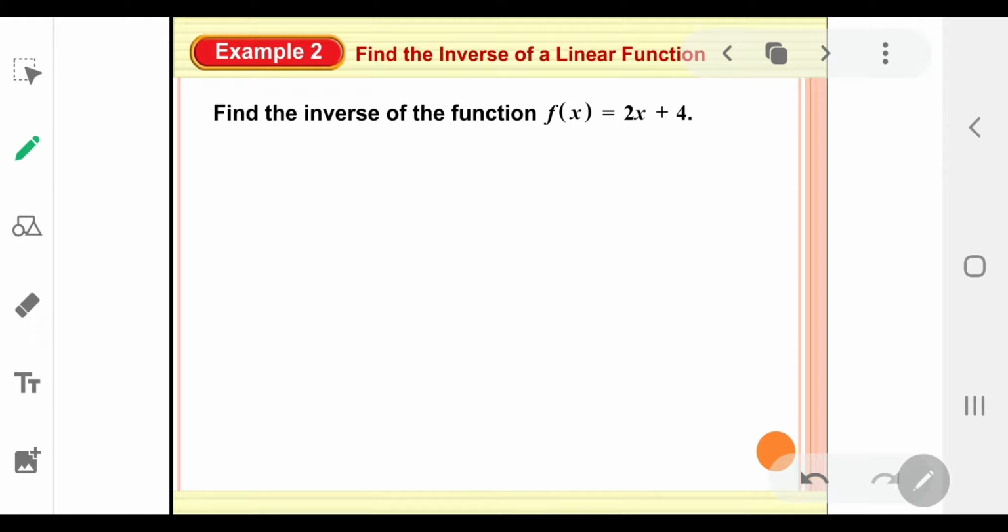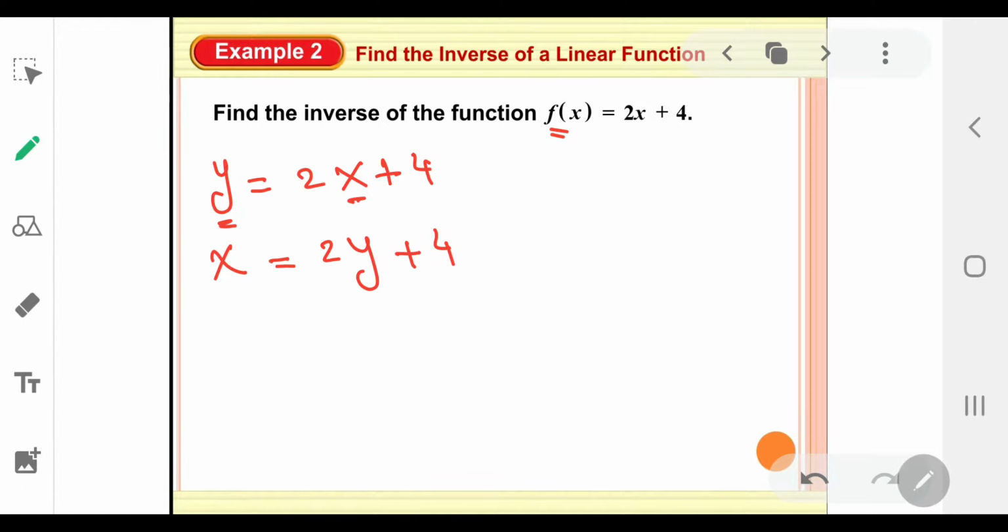Given a function f of x is equal to x plus 4, and he wants me to find its inverse. Let me remind you, the first step is rewriting. Instead of f of x, I will rewrite using y. Second step, interchange x and y, switch x and y. So this will be x and this will be y. Now you solve for y.